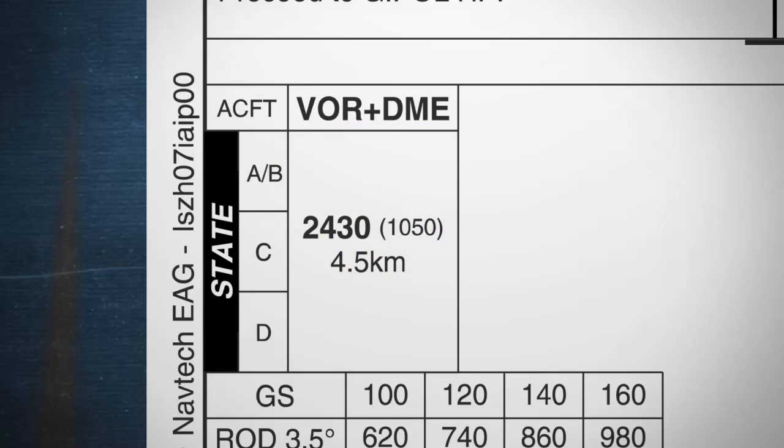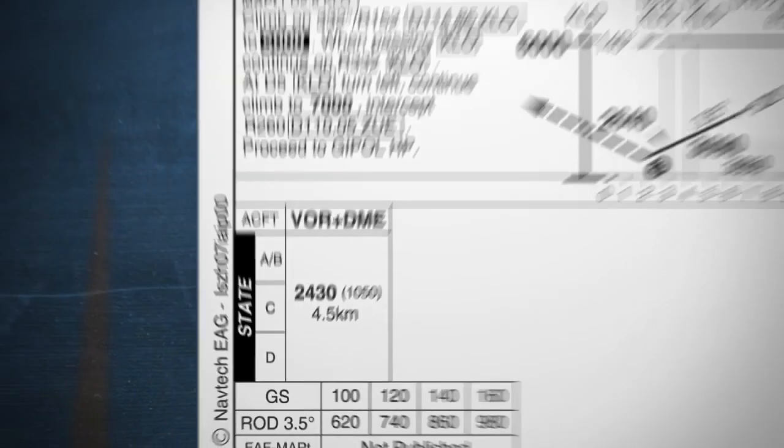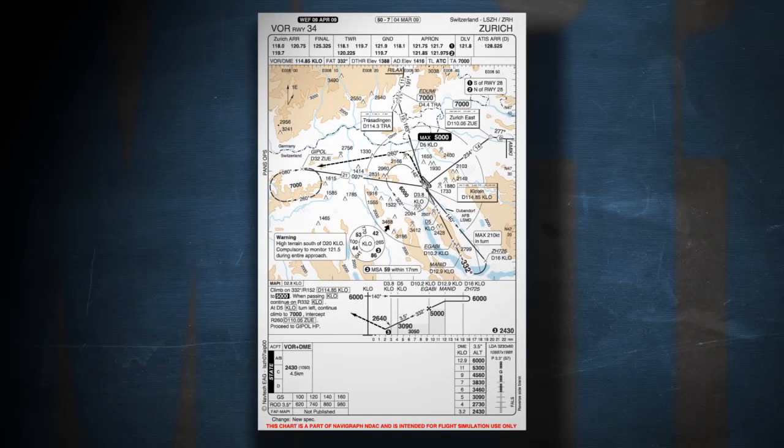The VOR approach is a non-precision approach, as I said before, so we will be referring to it as an MDA. Of all the altitudes on this chart, the MDA is the one that should be at the forefront of your mind at all times. The MDA is the altitude on the approach by which we must be visual with the runway, or we must go around.